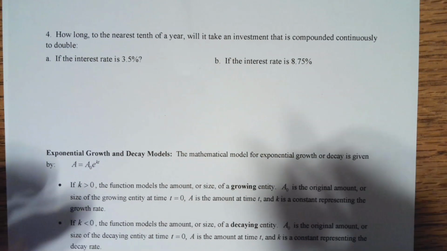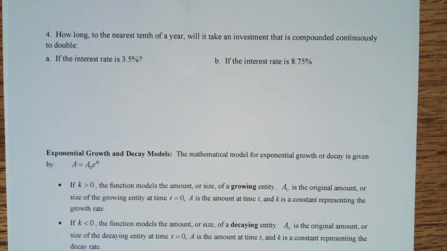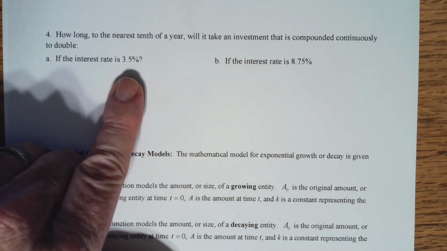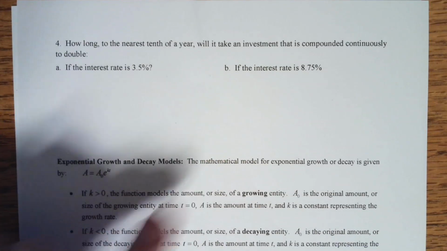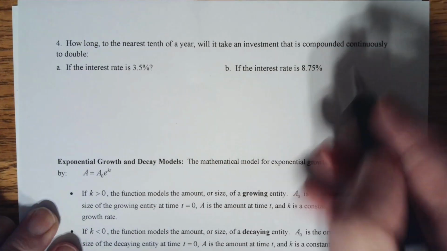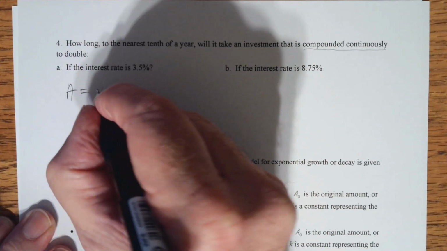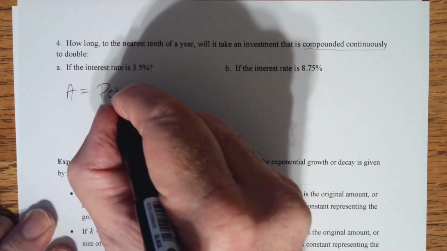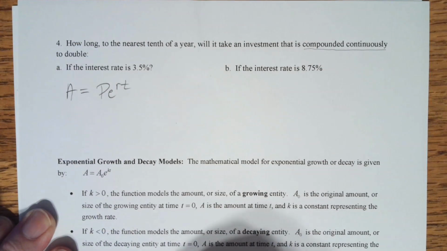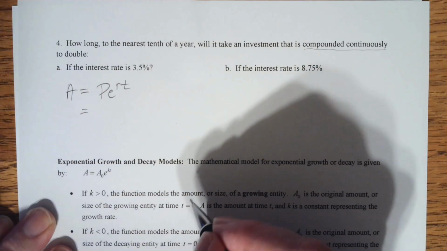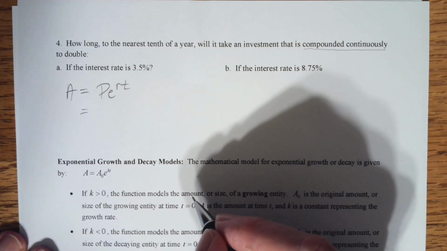It says, how long to the nearest tenth of a year will it take an investment that's compounded continuously to double? First of all, if the interest rate is 3.5%, and then if the interest is 8.75%. Well, first of all, this interest is compounded continuously, so we're going to need the PERT formula, A equals P times e to the RT power. Notice how long will it take to double?